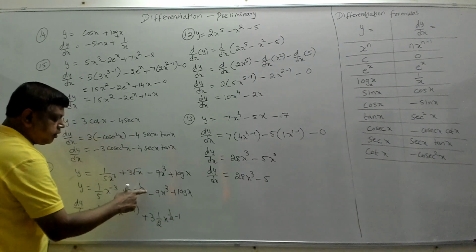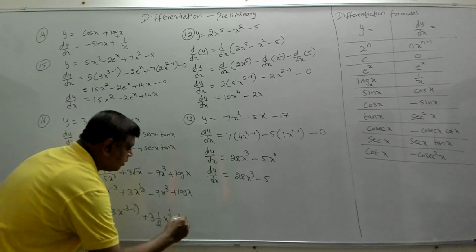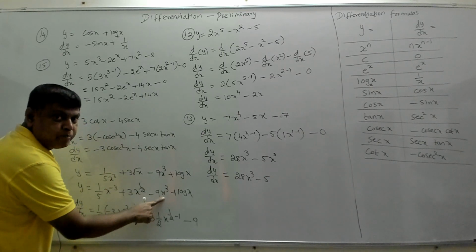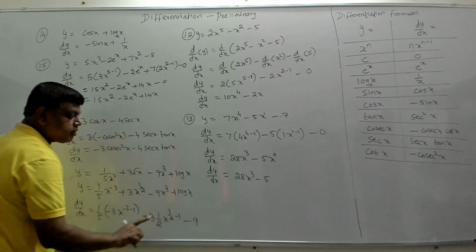This is like x power n. X power n is n x power n minus 1. N here is 1 by 2. Minus 9 I will write as it is, and differentiate only x cube, because 9 is coming with the multiplication with x cube. 9 into x cube means 9 should be written as 9.